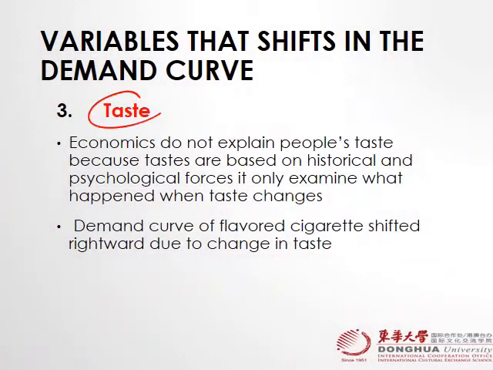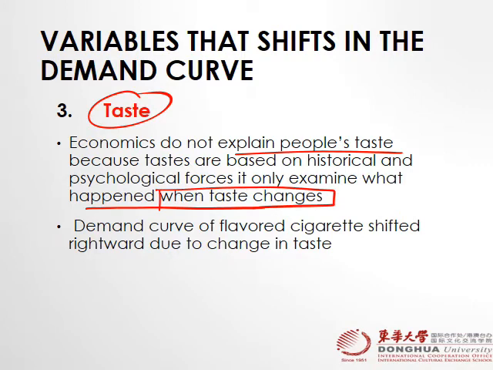The next one is consumer taste. Economics does not explain people's taste because tastes are based on historical and psychological forces. It only examines what happens when the taste changes, right? So what if the flavored cigarette demand is shifted? If people started liking flavored cigarettes more, then what happened? Price may be the same, but demand for flavored cigarettes increases, right? So the change in quantity demanded of flavored cigarettes is not due to price. Price is the same, but due to taste or liking or fashion, we call this a shift.